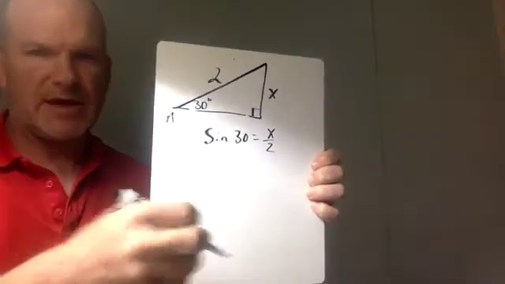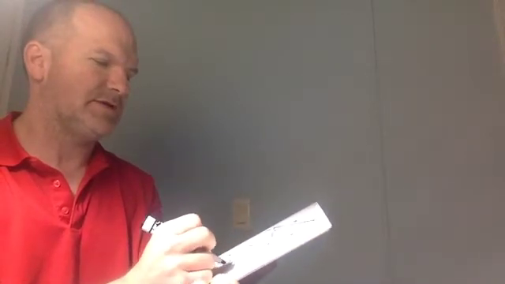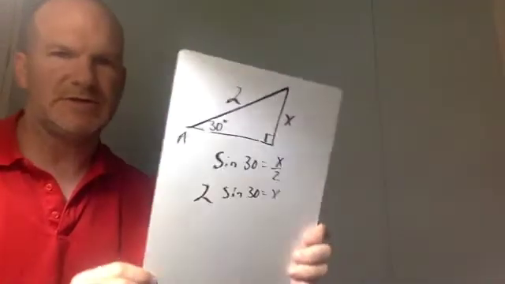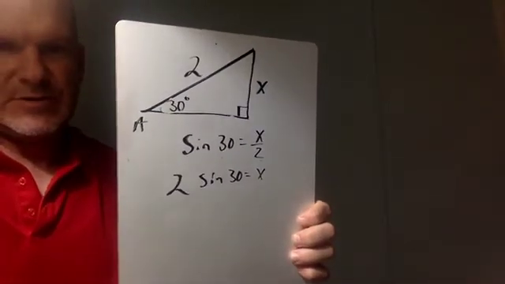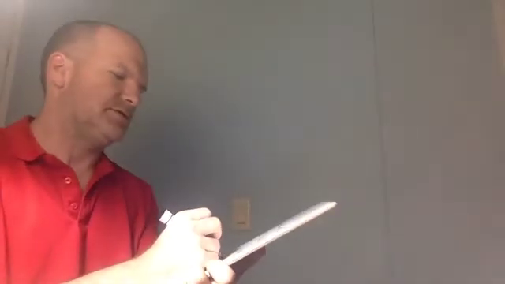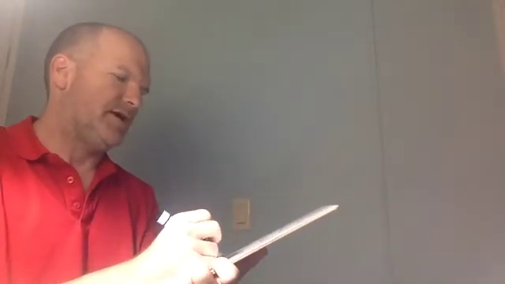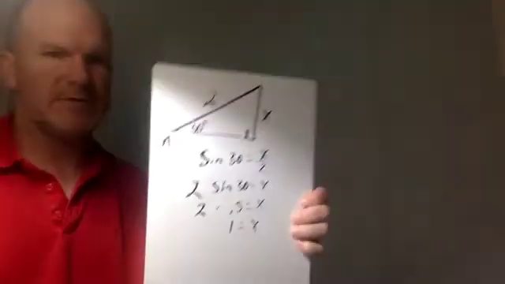To get x by itself, you're going to multiply 2 to the other side, and you get 2 times sine of 30. And sine of 30 is just a decimal. All sine, cosine, tangents are just decimals. So it's 2 times some decimal. Sine of 30 we just figured out was 0.5 with our calculator on the last problem. So it's 2 times 0.5, which is 1. So x is equal to 1.